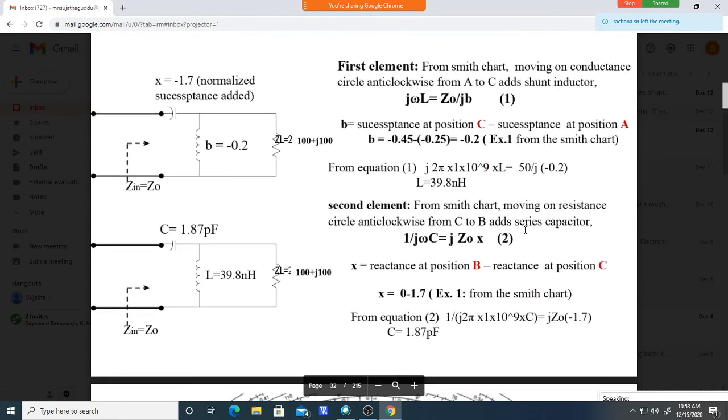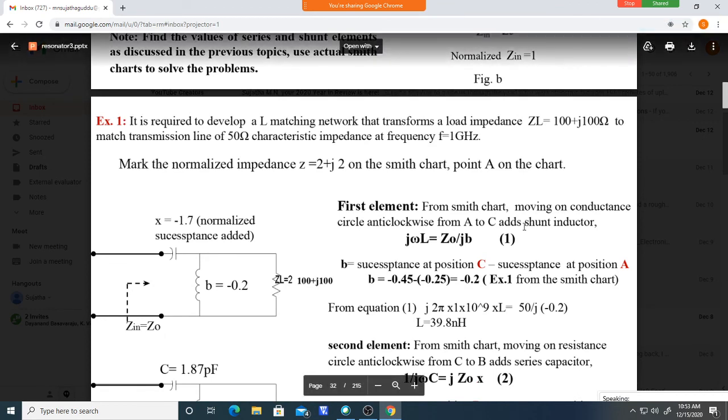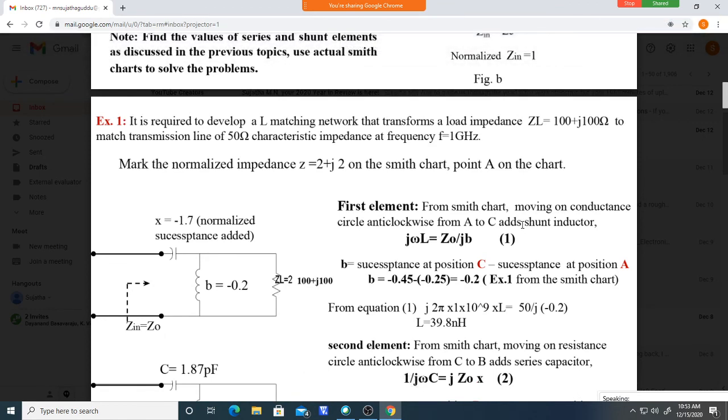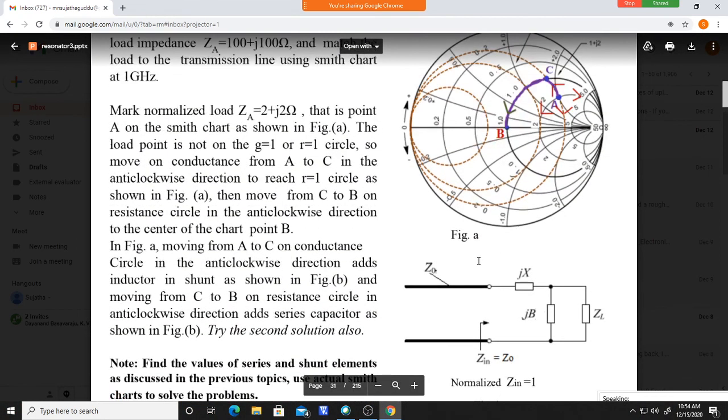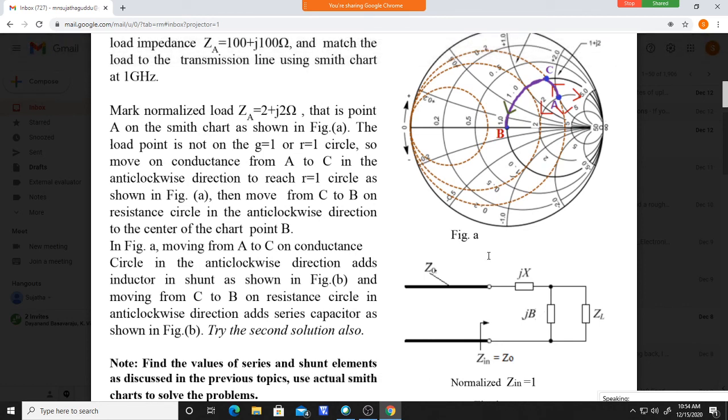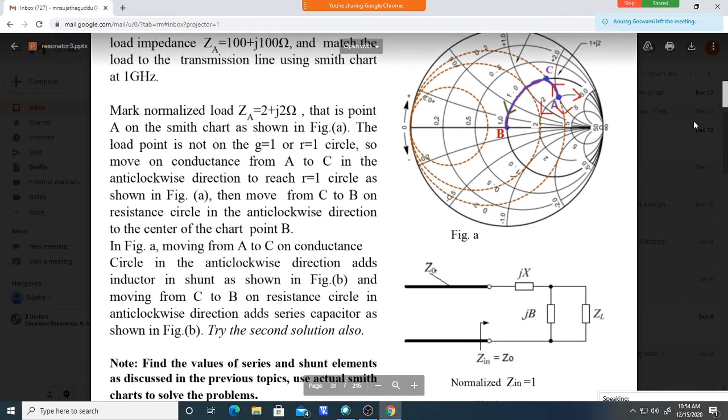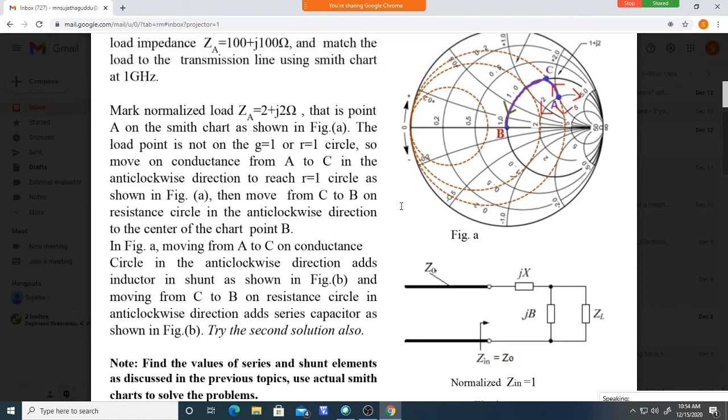All of you please go through this L matching network. I have already kept this lecture on my YouTube channel. Please all of you go through that video. You will learn how to get the values of L and C. In tomorrow's class I will repeat the same thing, but better all of you go through that lecture. It is needed for the next topic, as you know, in amplifier design it is very, very important. That's why I am doing this.